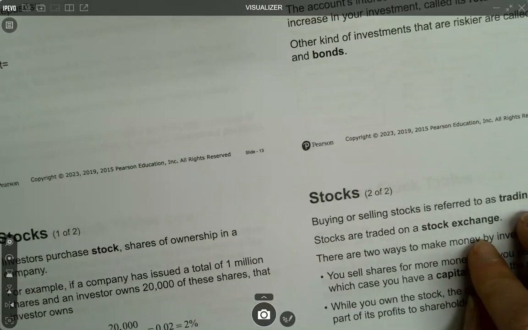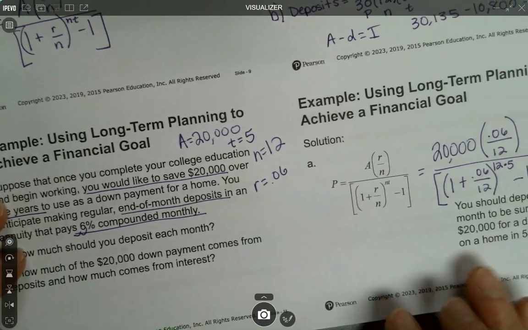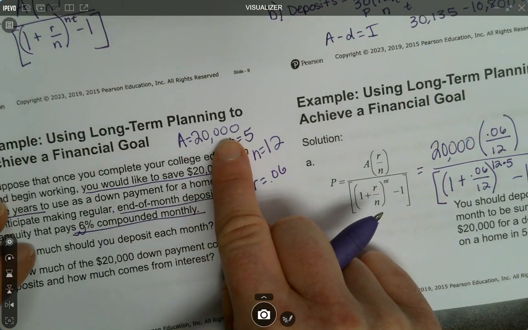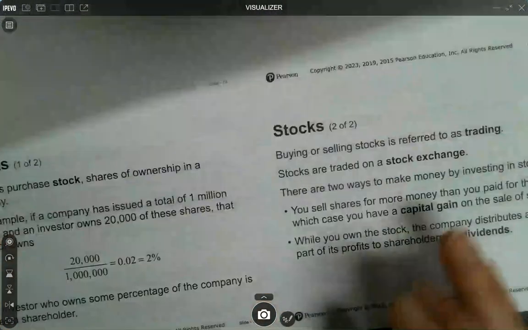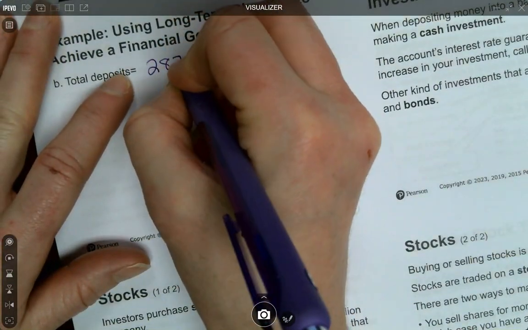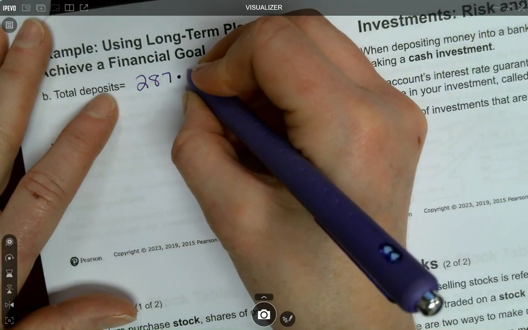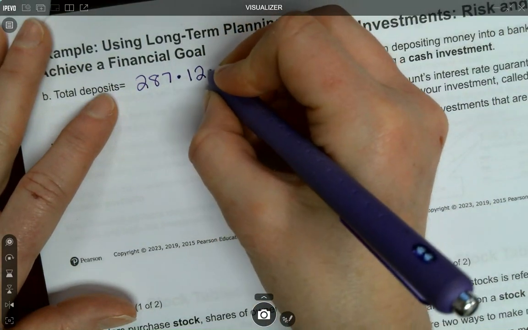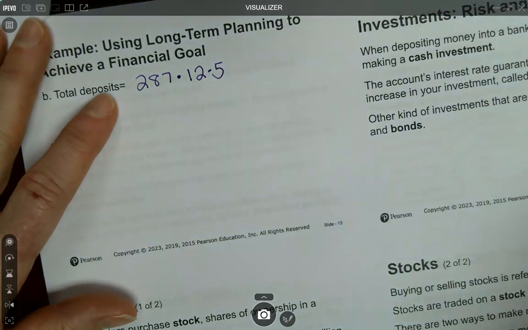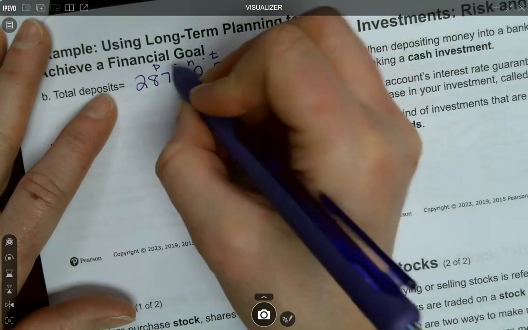So now we want to find out part B, which says how much of the 20,000 down payment comes from deposits and how much comes from interest. So we know it's going to be 20,000 total. So we need to find out how many total deposits. So you're going to do the 287, how much the payments are, times 12 months times 5 years. So that was the P times N times T.